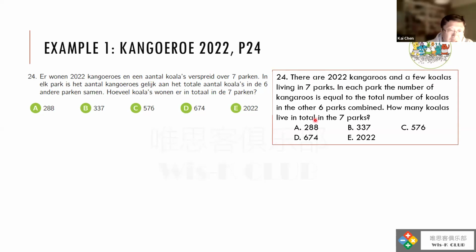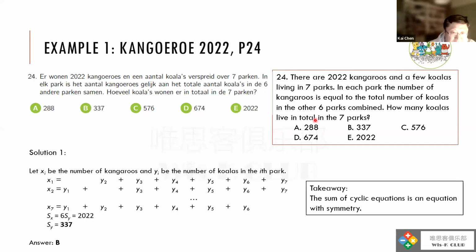So basically here, you have 2 kinds of variables, kangaroo and koala, and you have 7 parks. In combination, you will have 14 variables. It might be very difficult. You say, okay, 14 variables, do we have 14 equations? But unfortunately, we don't. We have only 7 equations.